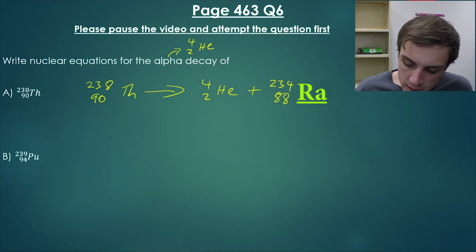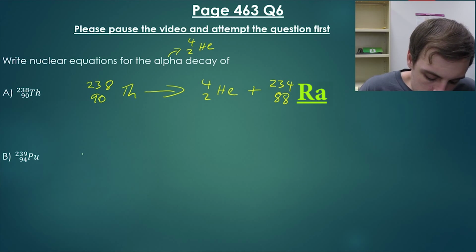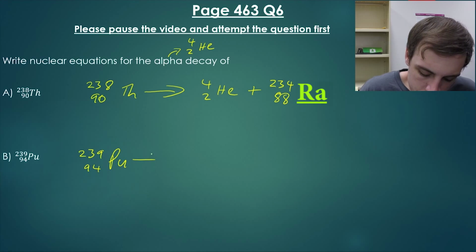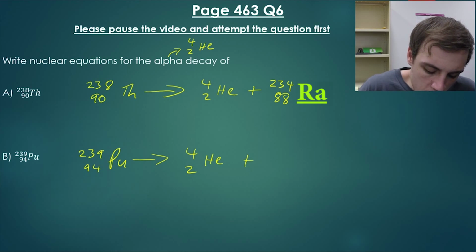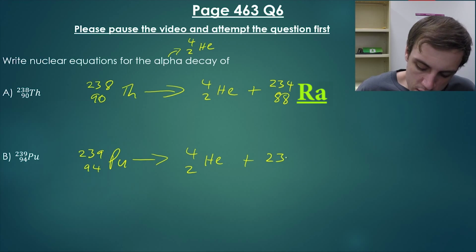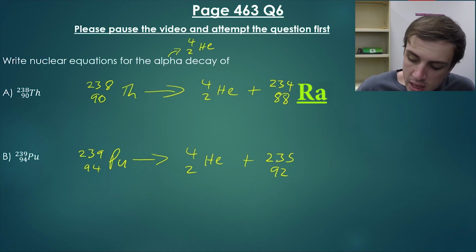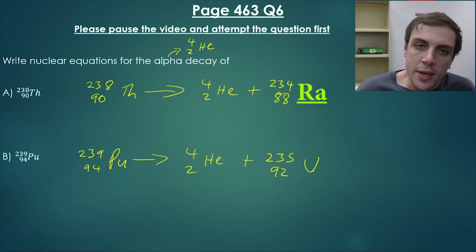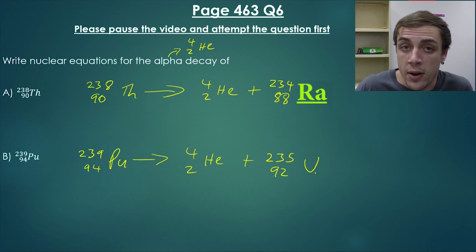So now we have a look at the next one. We have plutonium-239, atomic number 94. Same deal, we have a helium nucleus, so 4, 2, helium. And that will give us 239 minus 4, so 235, and 94 minus 2, so 92. If you look on the periodic table for 92, that gives us uranium. And that's it. That's how we write the nuclear expression of alpha decay.